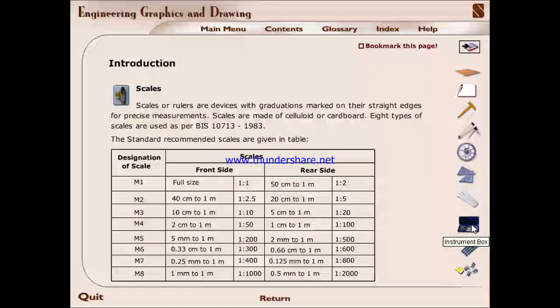The M4 designation scale is used for 2 centimeters to 1 meter, 1:50, and 1 centimeter to 1 meter, 1:100. M5 is used for 5 mm to 1 meter, 1:200, and 2 mm to 1 meter, 1:500. M6 is used for 0.33 centimeters to 1 meter, 1:300, and 0.66 centimeters to 1 meter, which is 1:600. Similarly, there are some designated scales available which are used as standard ones.